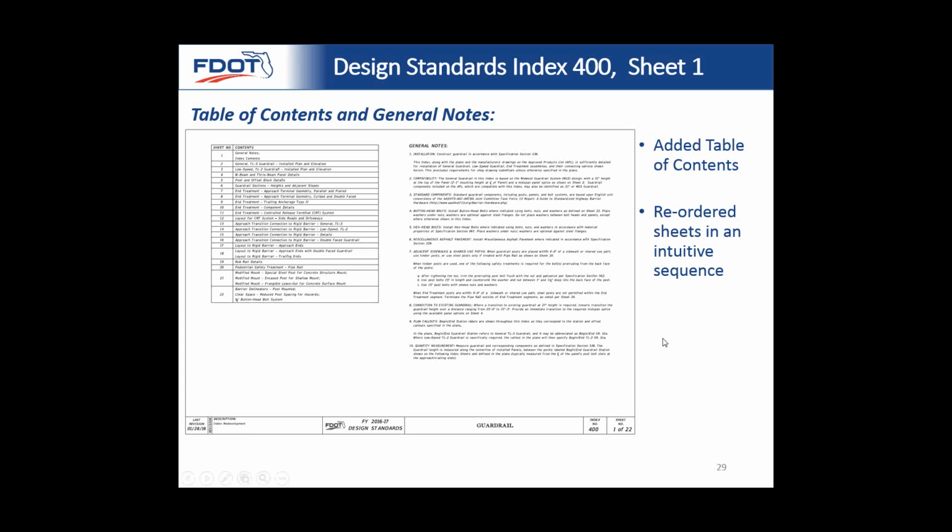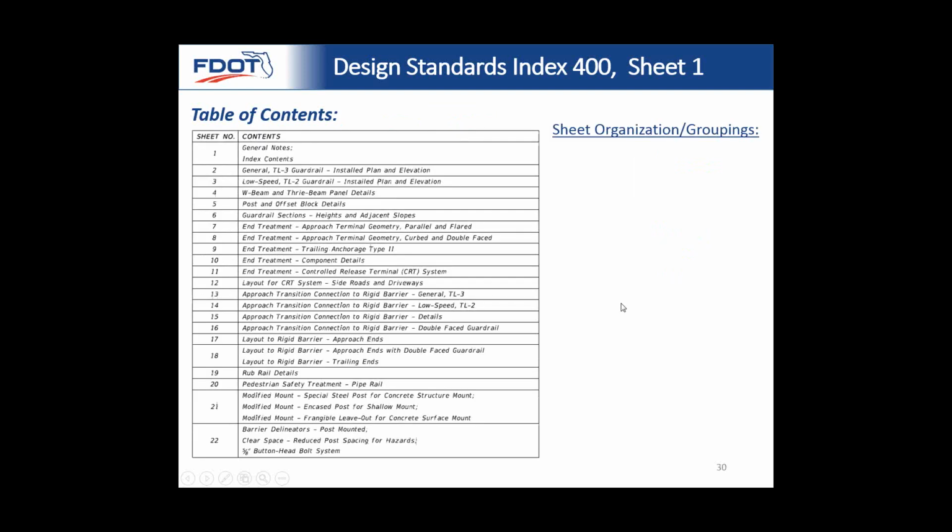So for our first sheet, we have our table of contents. We've kind of started them off easy and explain where everything's located, and then obviously the general notes. So we added a table of contents over here. And just to give you a feel for the organization, we kind of grouped all the components together, and the titles of them have the first few words similar, so that way you can see, okay, well, sheets 7 through 10, 7 through 11, those are end treatments, 13 through 16, approach transitions, modify.